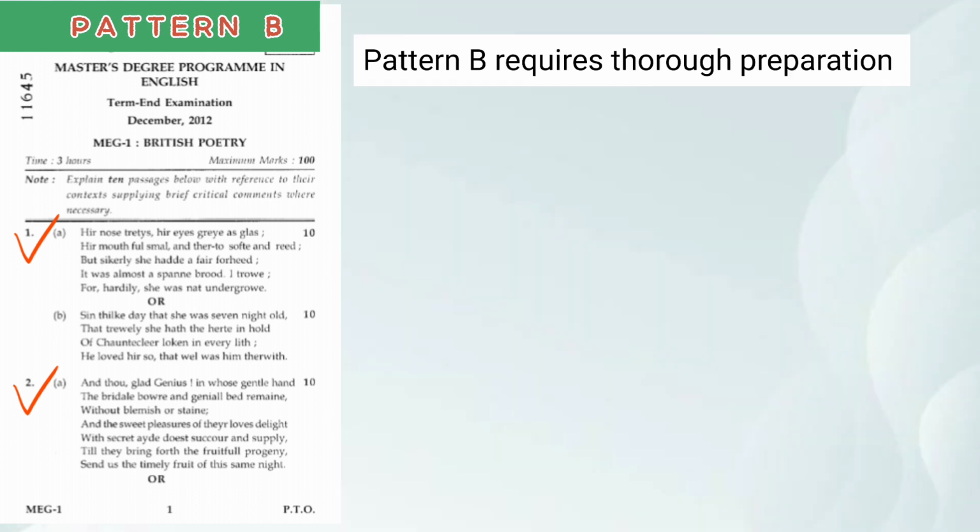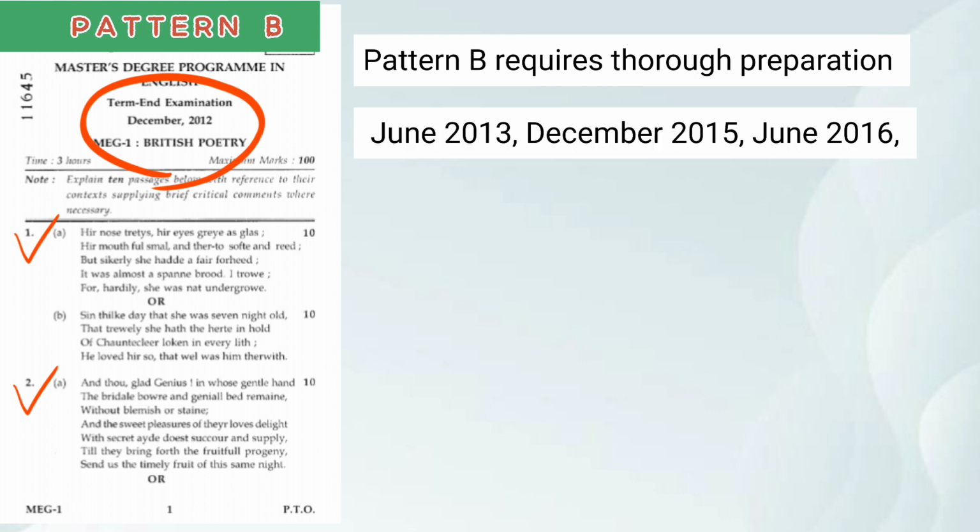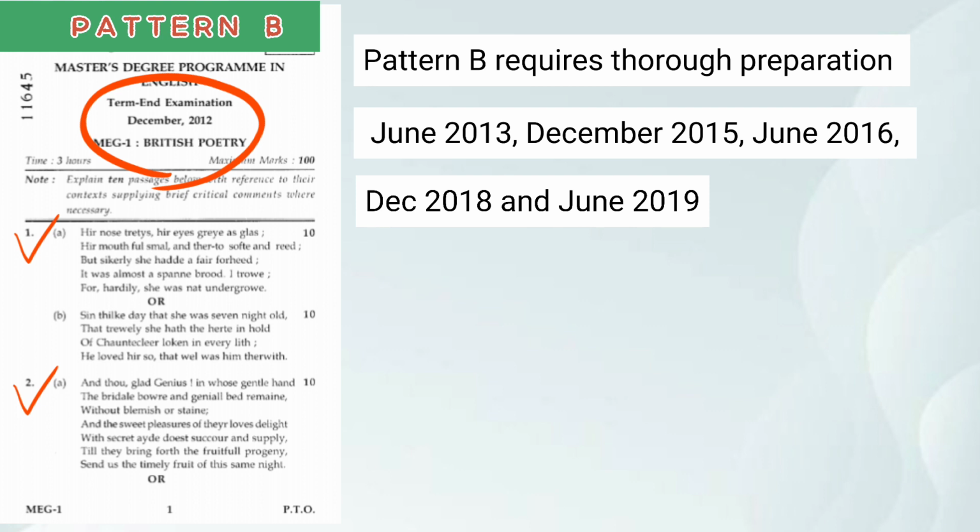First, let us talk about pattern B, which requires thorough or comprehensive preparation. Look at this paper. It was set for the candidates who appeared in the term-end examination December 2012. All the 10 questions are about reference to the context. And this pattern of paper also appeared in June 2013, December 2015, June 2016, December 2018, and June 2019.